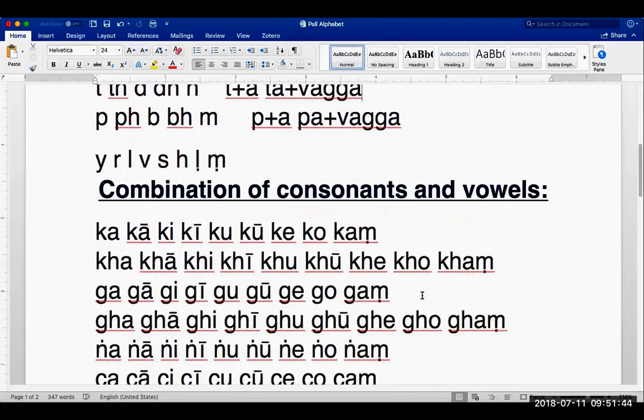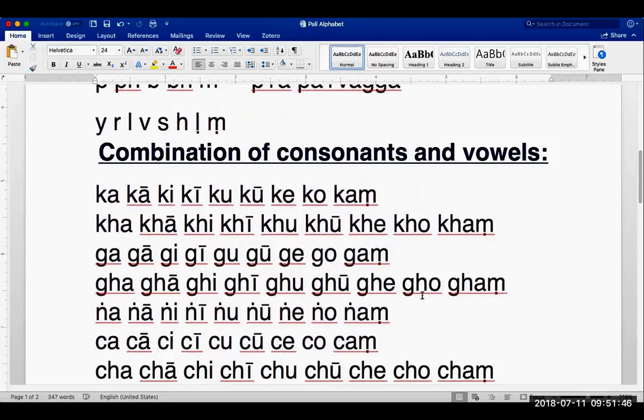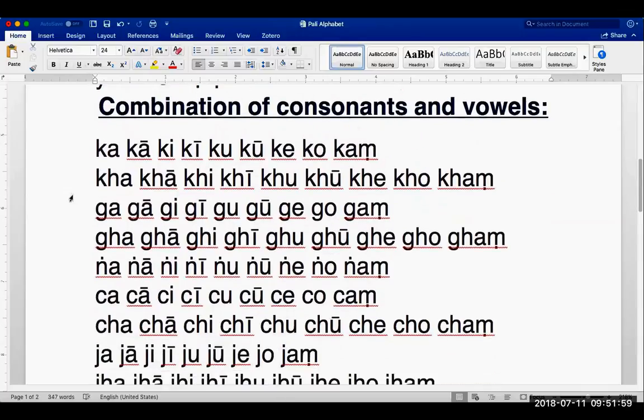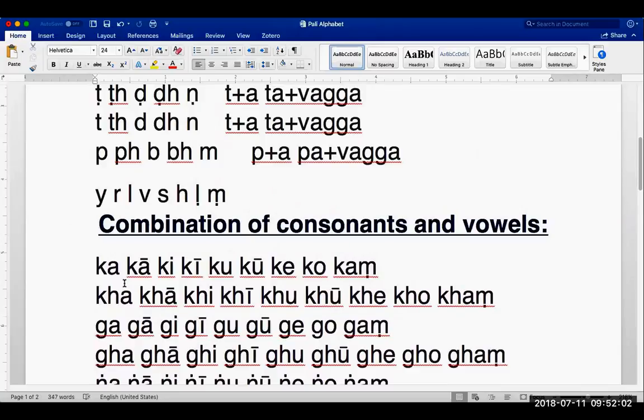And then combination of consonants and vowels. As I said, there are A, I, I, U, E, O, and Ang. So all these consonants can be combined with these and then Ang. And then it becomes how many? 1, 2, 3, 4, 5, 6, 7, 8, 9. So we can find 9 variations. So we have 8 vowels and the last consonant sound ang.